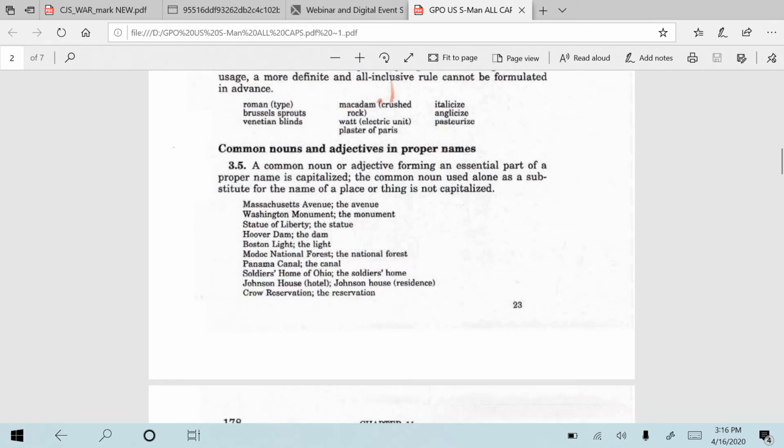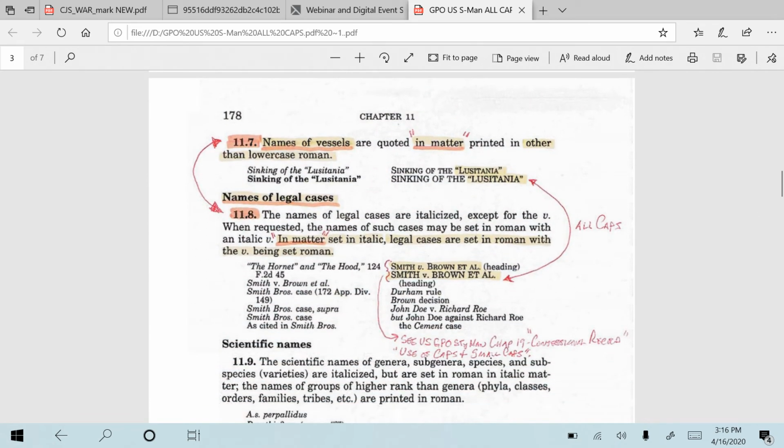Then it goes down to vessels. You know, a vessel is a ship. That does import, export, this is trade and commerce. It's on the seas. Names of vessels are quoted in matter printed in other than lowercase Roman. It's in all caps right here. Sinking of the Lusitania.